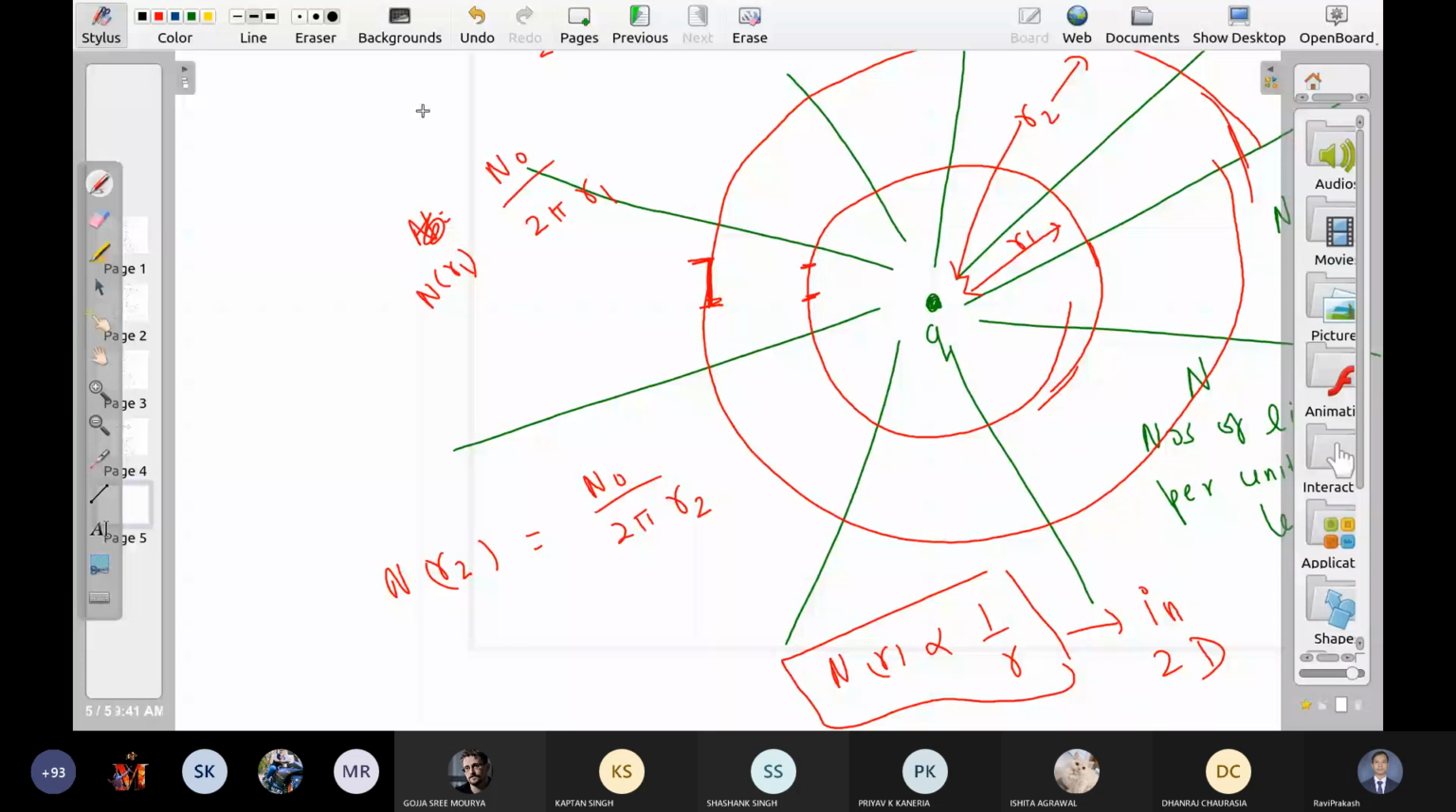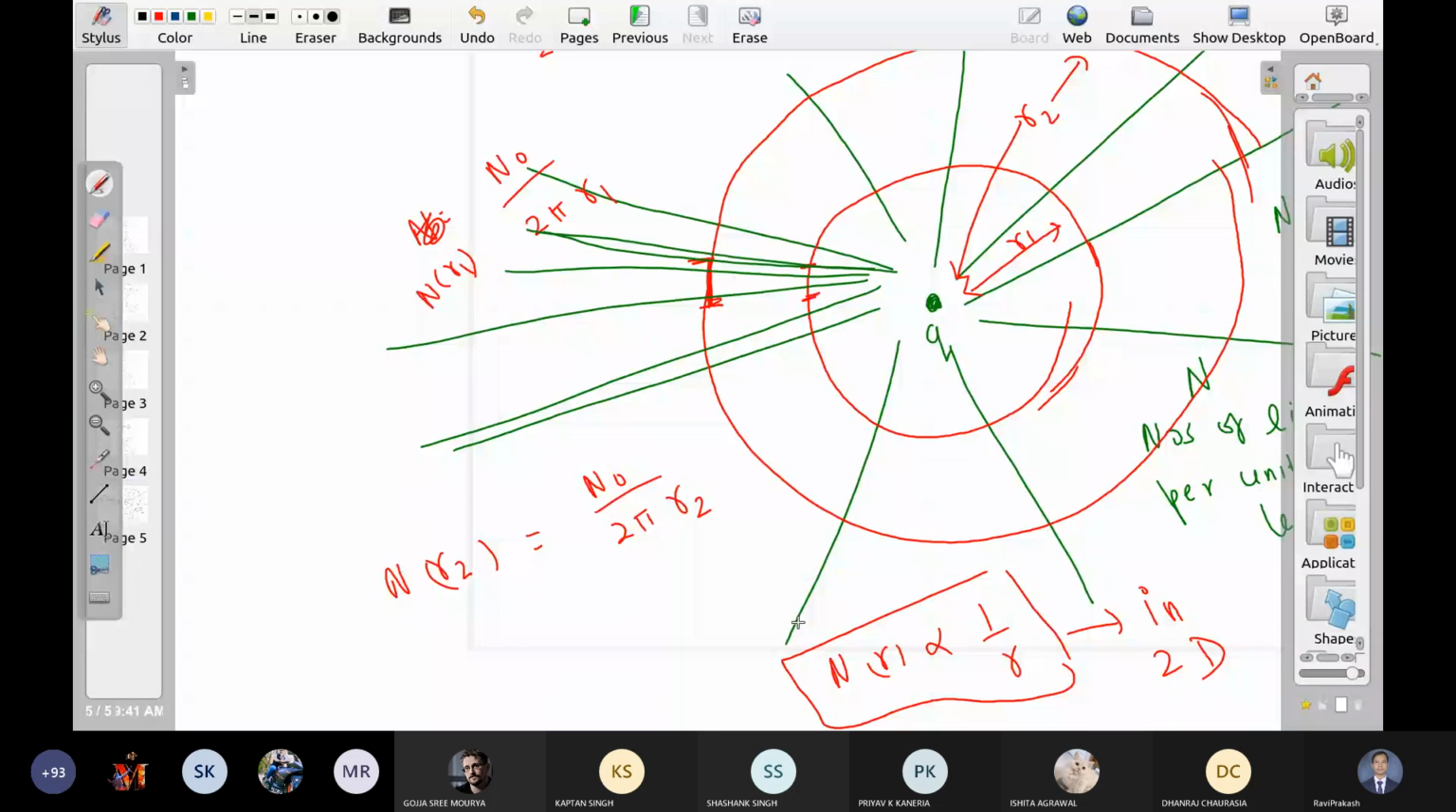Okay, sir. Right? You will get, let us say, 100 lines here, but not all 100 will be from this r is equal to r2. यहाँ पे लाइन कुछ कम आएंगी. So how do they decrease? They decrease as 1 by r if you are in 2D.